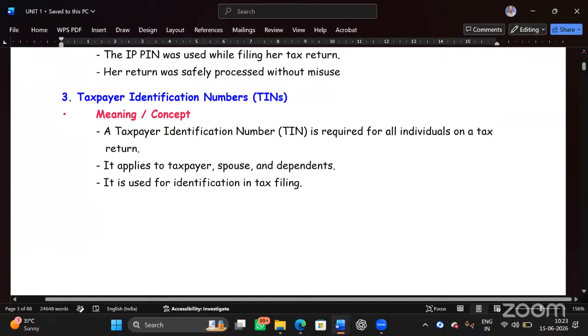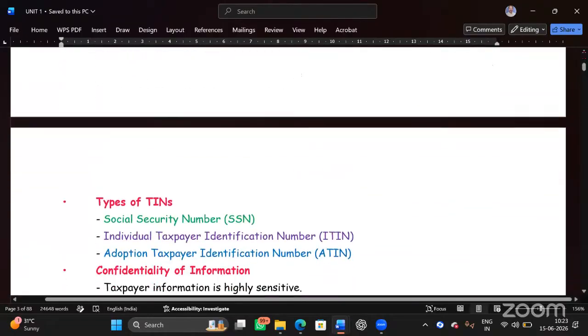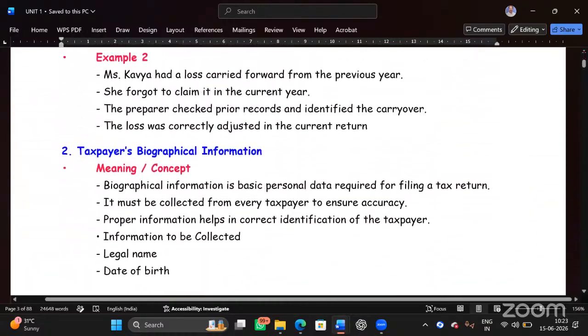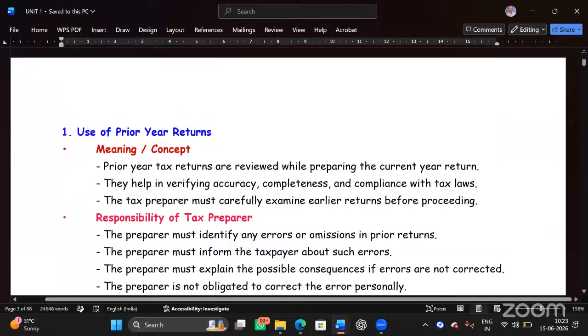So taxpayers identification number. Like this, we are going to cover a total of 20 subtopics.